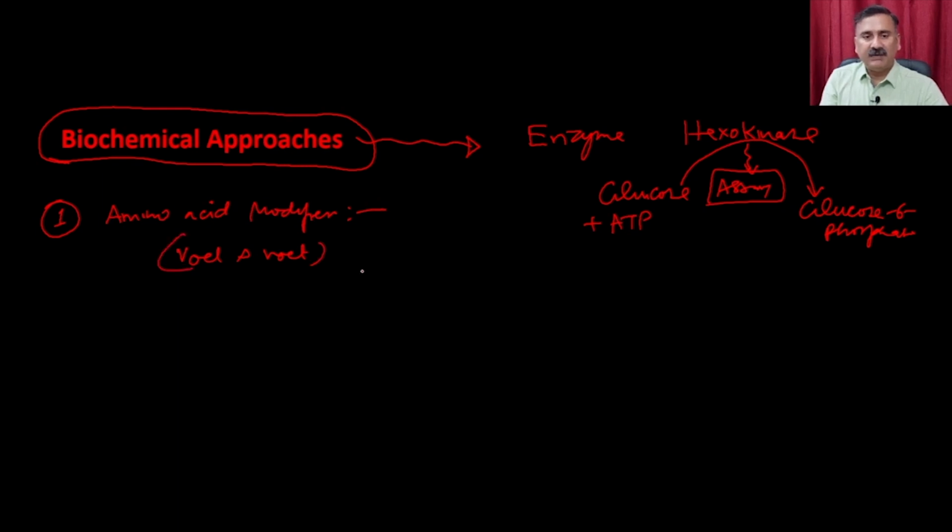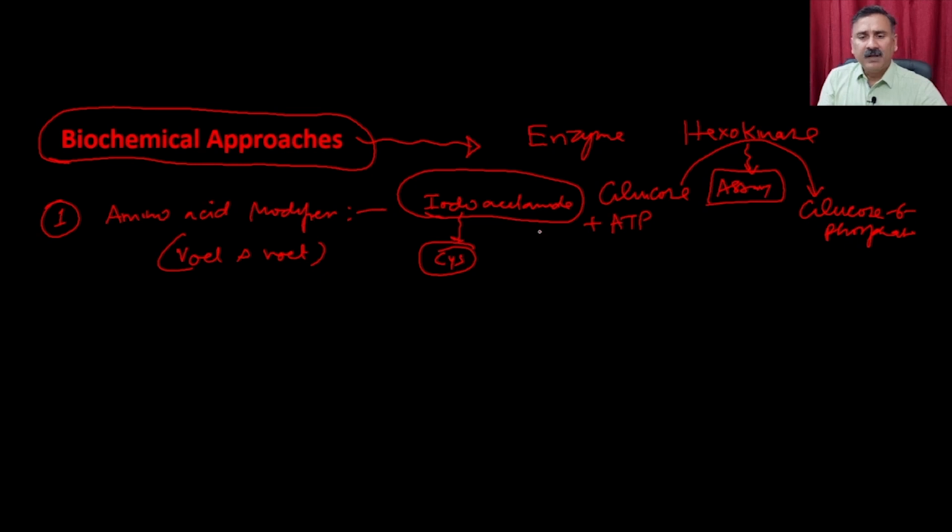What they do is they are either modifying the groups, or for example iodoacetamide. Iodoacetamide is an amino acid modifier, right? And it is going to modify the cysteine residues. So if you treat the hexokinase, what you do is you take the enzyme and treat it with an amino acid modifier.